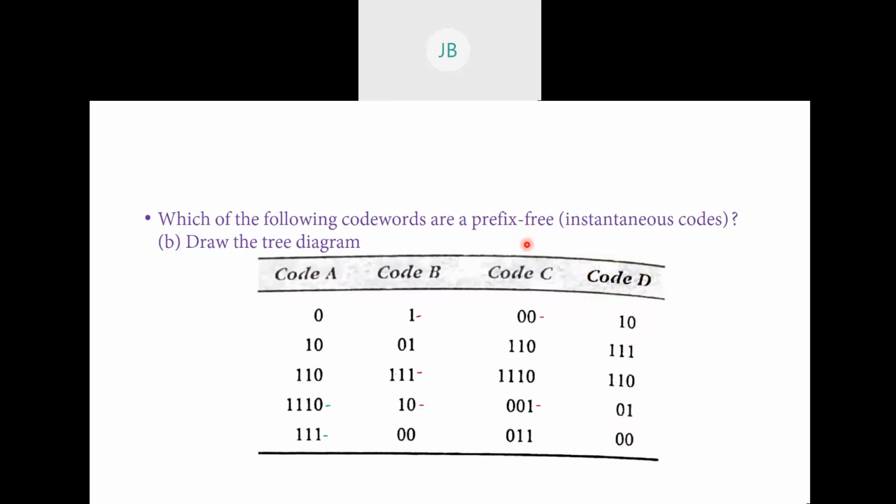Okay. So now we need to draw the tree diagram for this. So the final answer is A is not a prefix free, B is also not a prefix free, C is also not a prefix free code. I have marked here some small pointers that show the reason for not being a prefix. And this code D is a prefix free code. This can be uniquely decoded. There is no problem. So let us draw the tree diagram for code D.